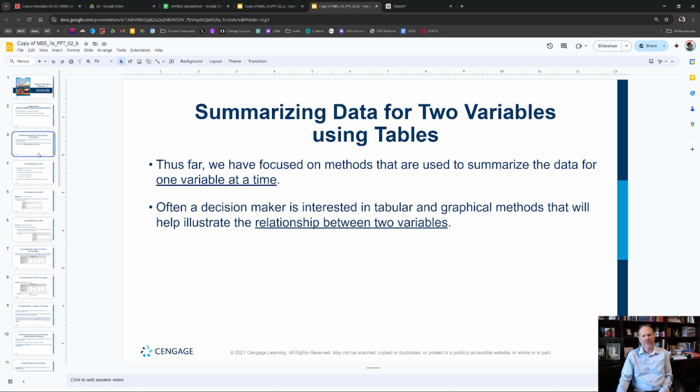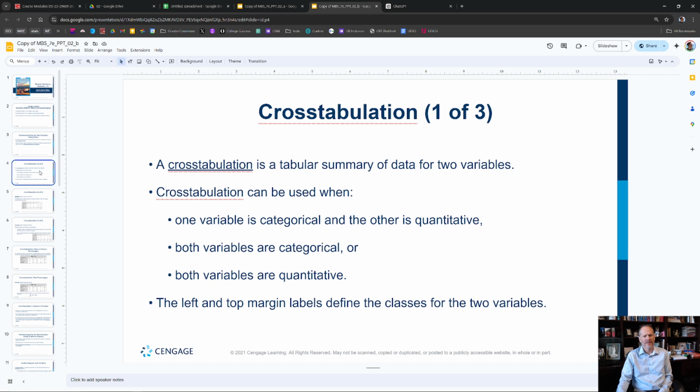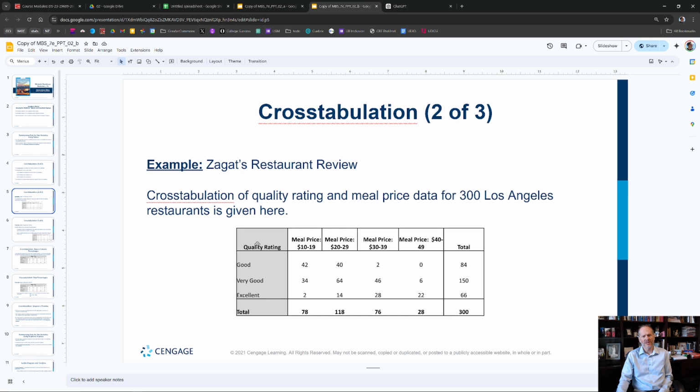And so thus far, we focused on methods that are used to summarize data for one variable. Often the decision maker is interested in tabular or graphical methods that will help illustrate the relationship between two variables. And one of the ways we could display the relationship between two variables is a cross-tabulation. And so cross-tabulation, here's an example.